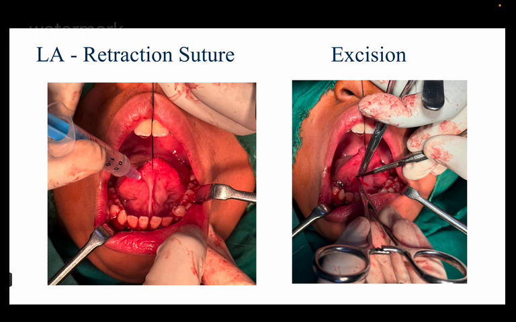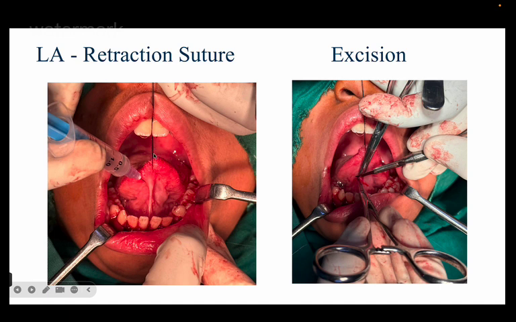So we are moving on to the surgical procedure. I can show you after I made a local anesthetic injection given on the lingual aspect, that's the ventral aspect of the tongue. We made a retraction suture. So bilateral lingual nerve block was given, and also local infiltration was given for the frenal release.